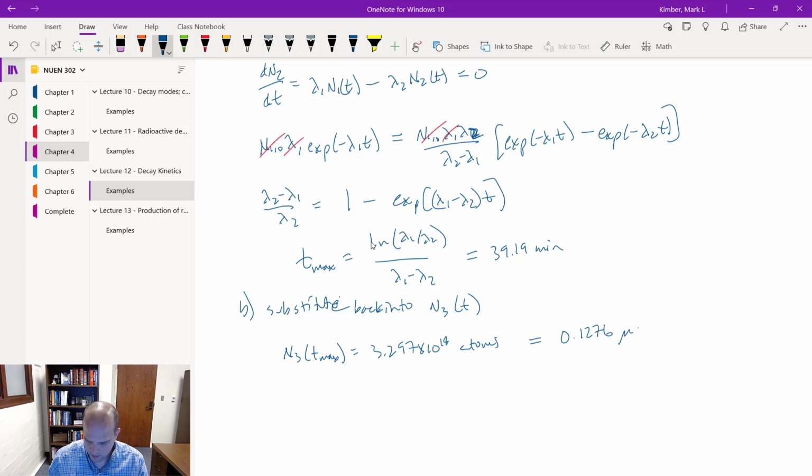0.1276 micrograms. We started out with 0.5 micrograms of nothing but plutonium-233, and by the time we reach almost 40 minutes, then a portion of that, 25%-ish, has converted to uranium-233.